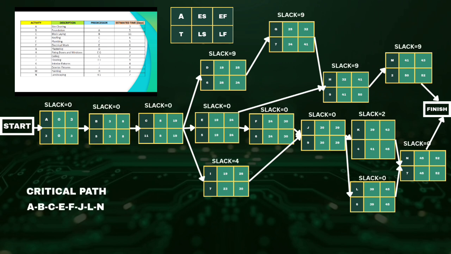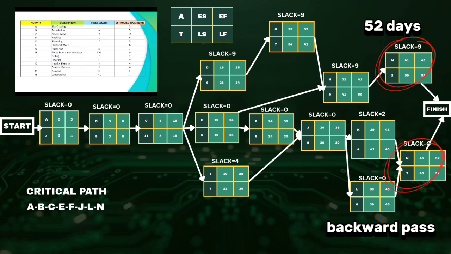Now, after completing the forward pass and identifying the earliest finish time of the project, which is 52 days, we will proceed to the backward pass. Since the project completion time is 52 days, the latest finish time for the finished activities M and N has to be 52. In order to identify this, we can use the formula for the backward pass, which is latest start equals latest finish minus time. So the latest finish for activity N is 52.